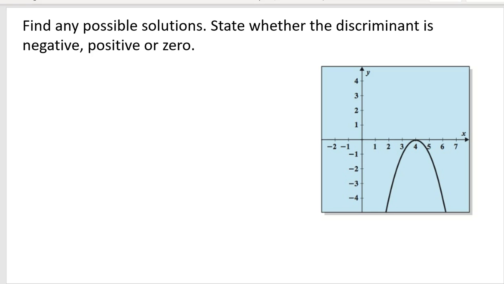Next problem asks us to find any possible solutions. We know that the word solutions is another name, code word for our x-intercepts. So our x-intercepts are where the function crosses the x-axis. So in our case, it intersects at one place, but it might be 0, it might be 2 places, or it might be 1. So our x-intercept is 4. So our possible solution is x is equal to 4.